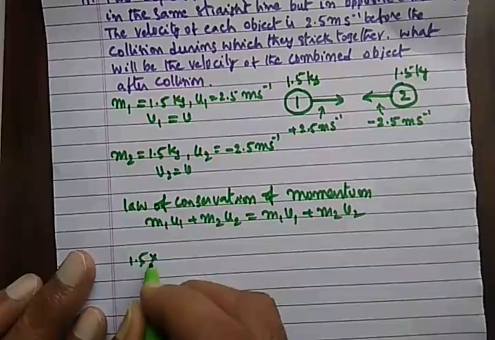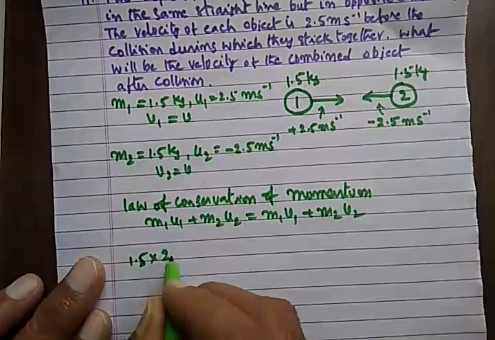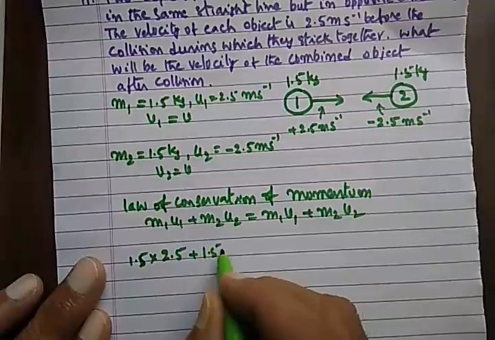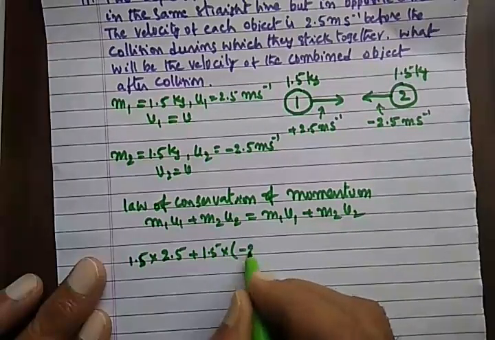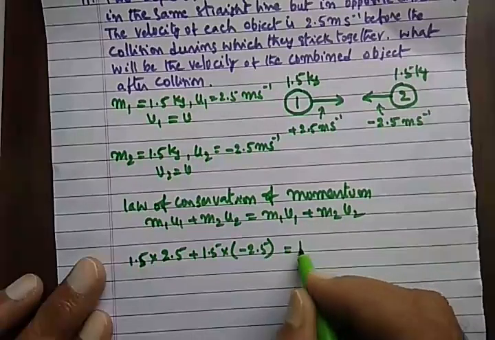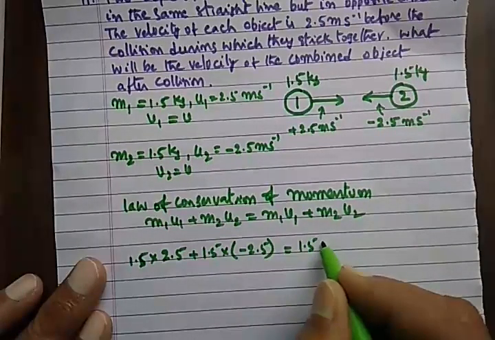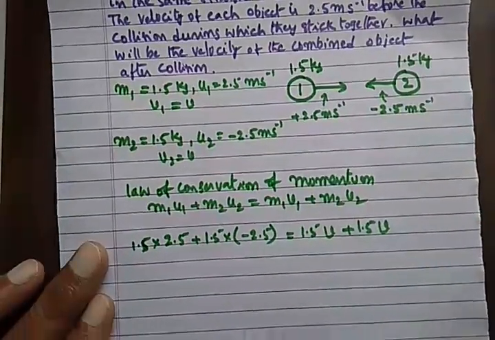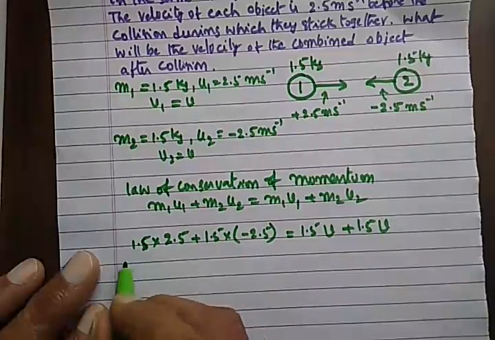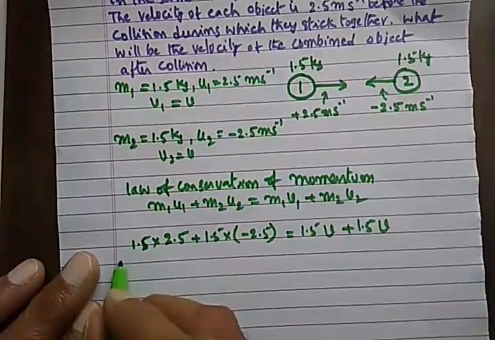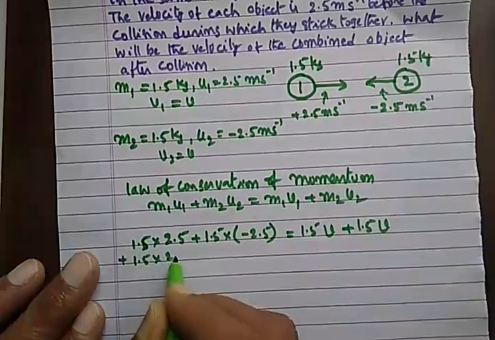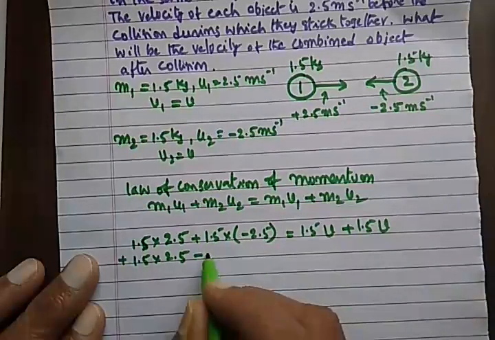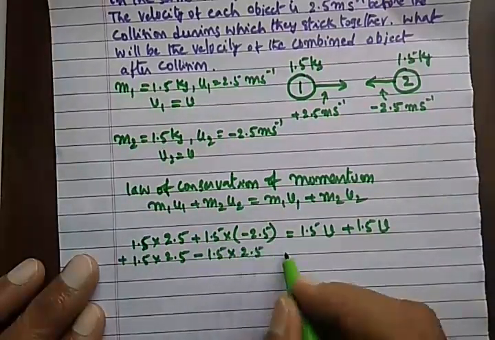1.5 into 2.5, that is M1 U1, plus M2 is 1.5, U2 is minus 2.5. On the right side, M1 is again 1.5, V1 is nothing but V. Similarly, this is also 1.5 V. So this I will write as plus 1.5 into 2.5, I will keep it as it is, plus into minus, this will become minus 1.5 into 2.5.